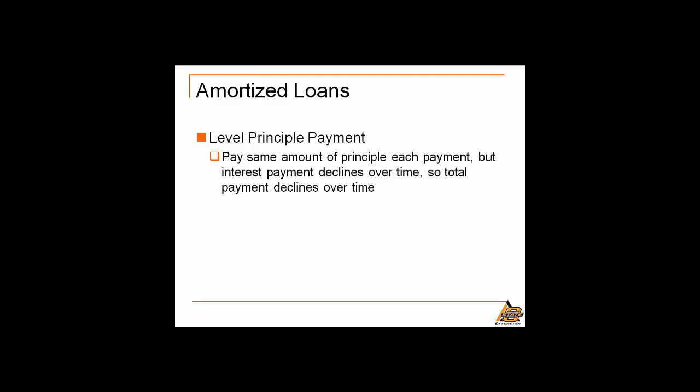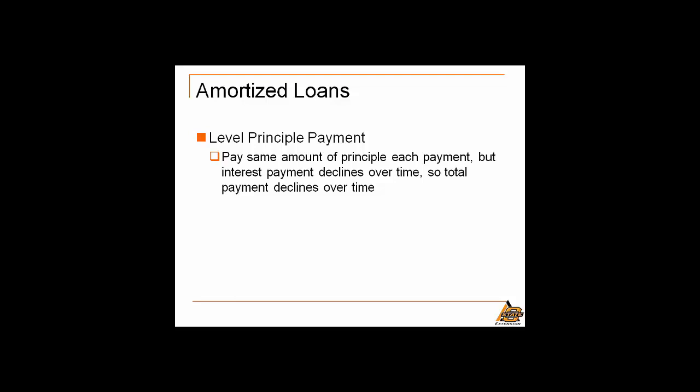Perhaps the least common, but certainly not completely uncommon, type of amortized loan is the level principal payment loan. Under this type of loan, an equal amount of the principal is paid with each payment along with the interest that has accrued since the last payment. So, for example, for a 5-year, $10,000 level principal payment loan, the borrower would repay $2,000 of principal with each payment, or $10,000 divided by 5. In addition to that, they would pay whatever interest had accrued over the payment period.